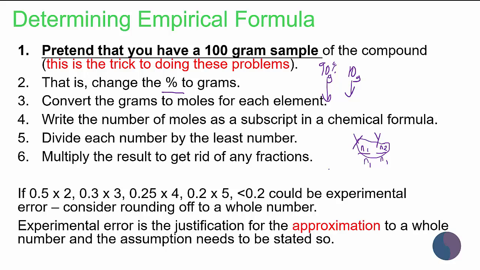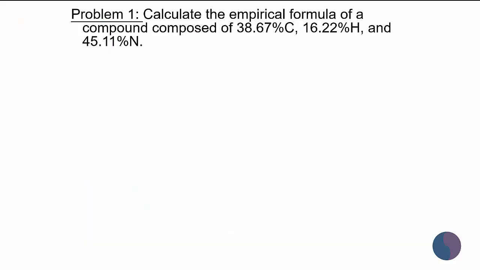If it doesn't work out to whole numbers, we still need to multiply it. If one of them is 0.5, times it by 2; one of them is 0.3, times it by 3; one of them is 0.25, times it by 4. If it's 0.2, times by 5, which is getting rare; these ones are very common, these are very rare. And if you happen to get in the gray area, I wouldn't times that by 5. I would think maybe just round that off and say that's just due to experimental error. Okay, so let's do a few of those and then we'll do molecular formula.